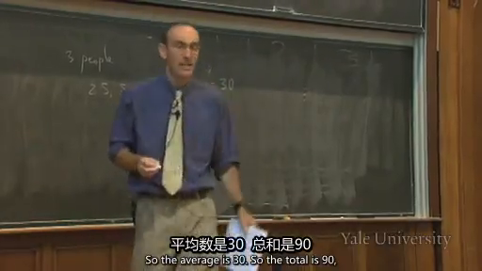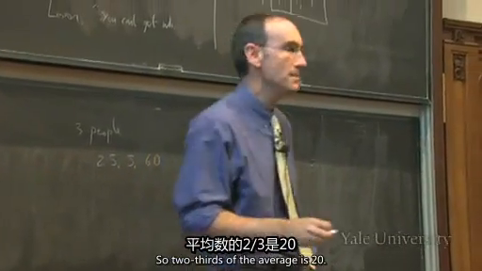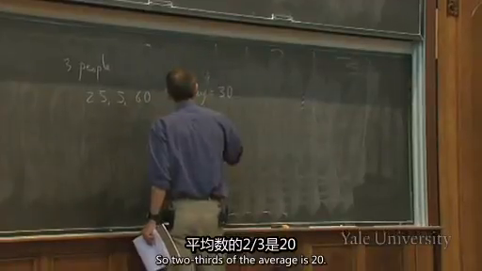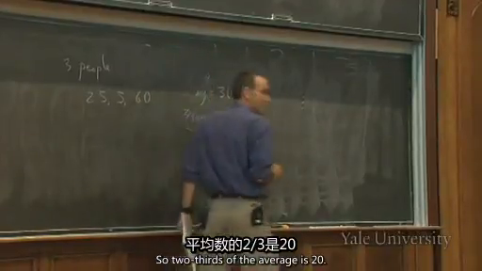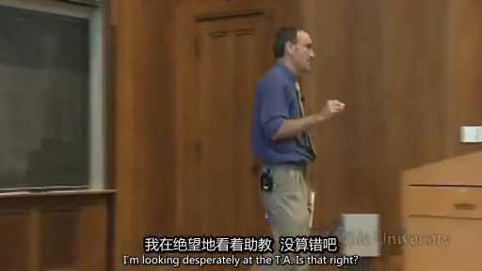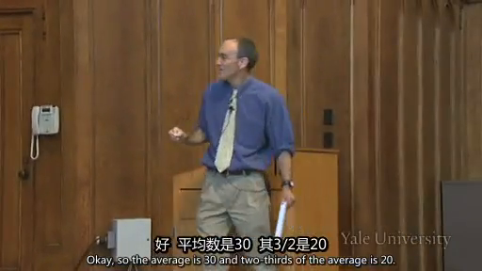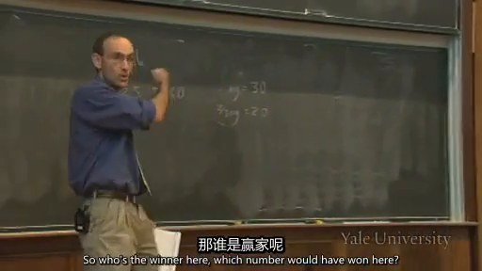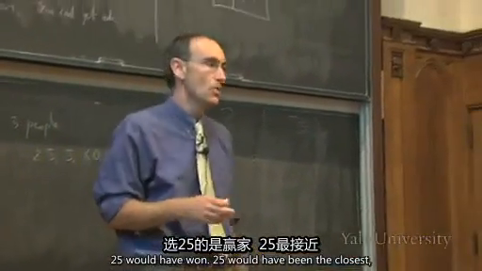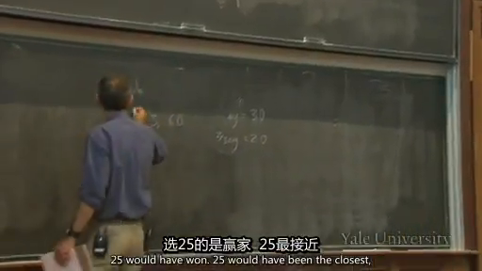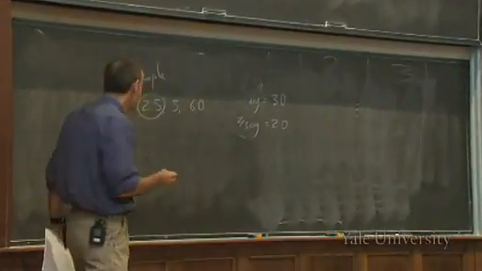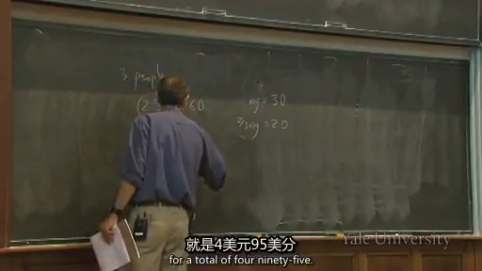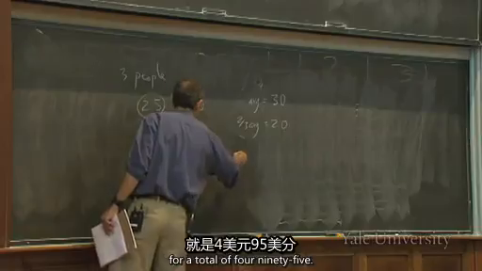Right, so the total is 90 and the average is 30. Am I right so far? All right, so 2/3 of the average is 20. I'm looking desperately at the TA. Is that right? Okay. So the average is 30, and 2/3 of the average is 20. Who's the winner here? Which number would have won? 25 would have won. 25 would have been the closest. And what would they have won? They'd have won $5 minus 5 cents for a total of $4.95.